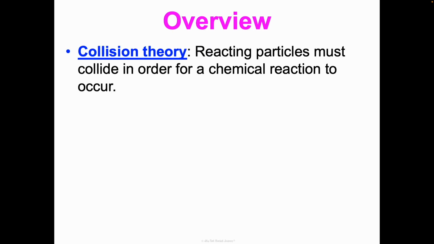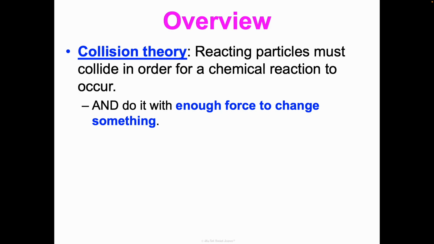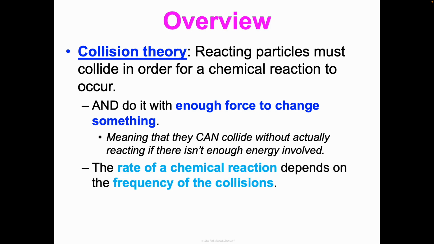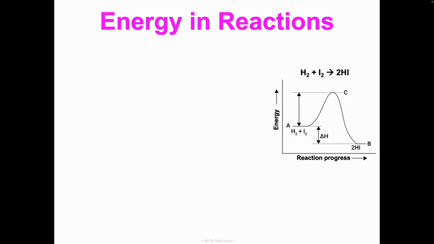chemical reactions. Now, collision theory should be a refresher from Unit 5, chemical reactions, where this was first introduced. But this is the concept that reacting particles must collide in order for a chemical reaction to occur. And they can't just collide. They can't just bump into each other. They have to do so with enough force to actually change something. Okay? So they can collide without actually reacting if there isn't enough energy involved. So there has to be enough energy in their collision for something to change. And the rate of a chemical reaction depends on the frequency of these collisions between particles, which we'll talk more about in concept 3, which is our reaction kinetics. But for now, we're just going to focus on this energy.